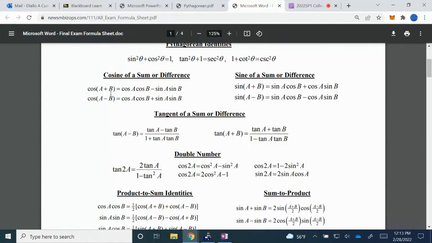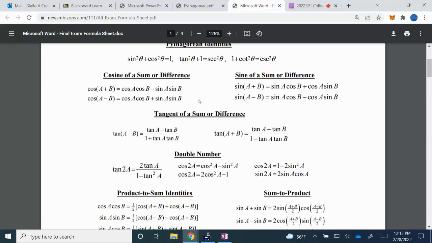Now if we look at this first group of formulas, the cosine of a sum or difference, this first formula is expressed as the sum of cosine. The second formula is denoted as the difference of cosine.